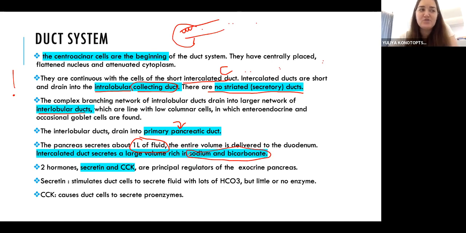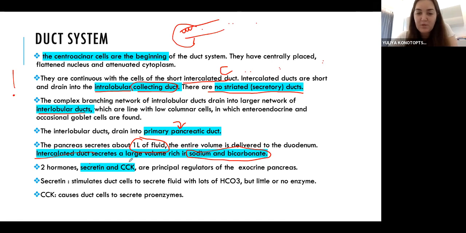And which part is responsible for adding sodium bicarbonate? That's your intercalated duct. Okay, so don't forget that water will follow, right? So if I add the sodium to my fluid, water from tissues will follow. Two hormones are the principal regulators of the exocrine pancreas: secretin and cholecystokinin. Okay, so secretin and cholecystokinin.